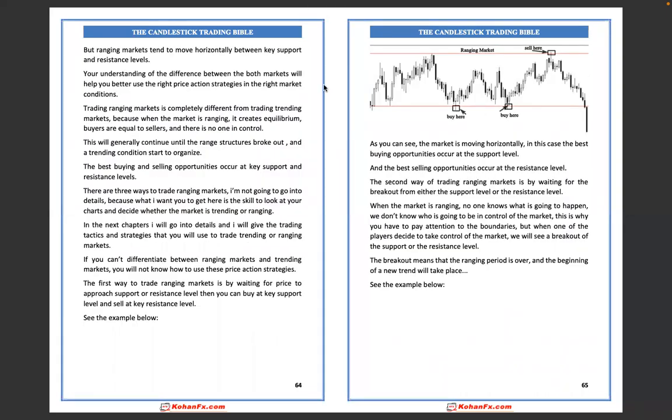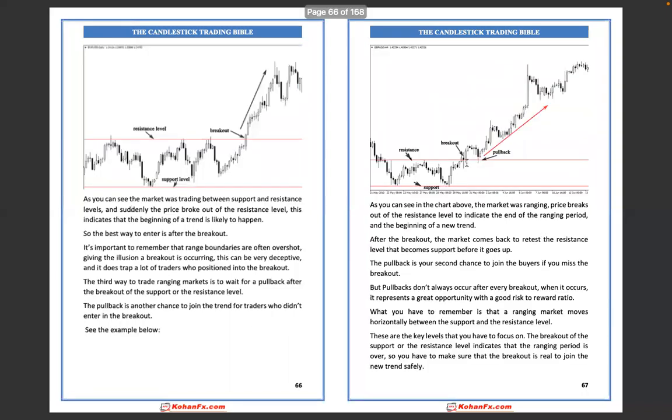Okay, so there is an example here as well. Look at the entries. You can see them here, all right? These are the things that we look out for, and then we pick our entries. Okay, good. So what if the price breaks a ranging market? What are we going to do?